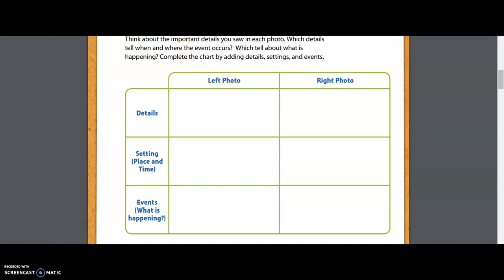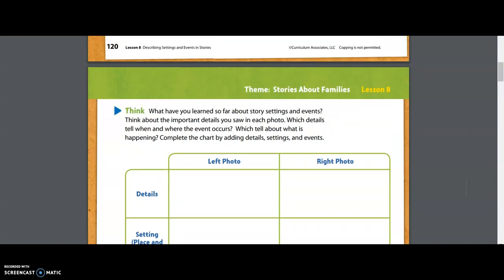What time of the day is this happening? What time of the year could this be happening? So like what season could it be? What is the weather like? And then we'll ask ourselves a few other questions as we get to the events. But let's think about the setting.